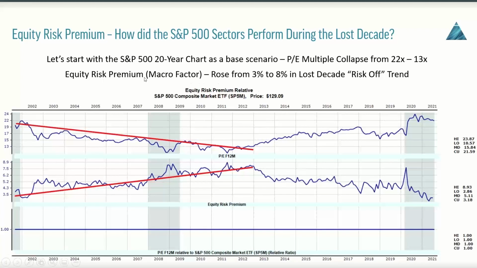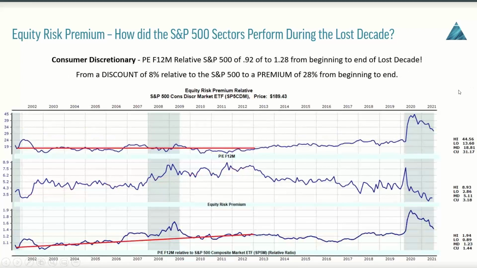And again, that equity risk premium, that macro factor, ended up rising from 3% to 8% in the lost decade, and that's that risk-off trend. So as that risk-off trade takes hold, equity risk premium continues to rise. Okay, and you can see that when we look at PE F12M on a relative basis relative to itself, it's a 1. So now we're going to move into each of the sectors, and you'll see that I've got a PE F12M on the top. I'm going to keep equity risk premium here in the middle just so you can see the magnitude of that risk-off trade. And then what I want everyone to pay attention to is the top panel and the bottom panel.